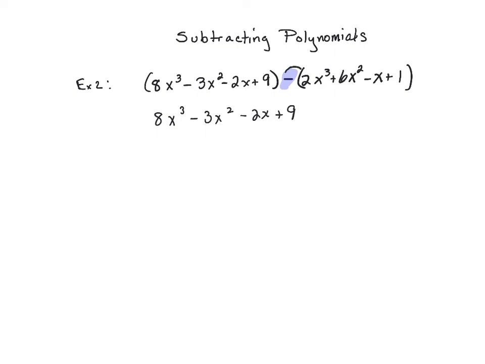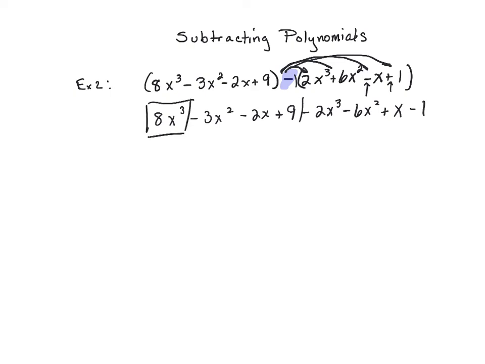But now I got to subtract all these, so I have to distribute this negative. It's like distributing a -1. So I go -1 times 2, -2x cubed, -1 times 6, -6x squared, -1 times negative, that's positive x, and then -1 times positive 1 is -1. Now let's look for these like terms. There's a cubic term, and there's a cubic term. So that's 8 minus 2, 6x cubed.